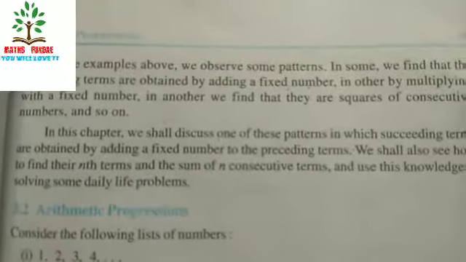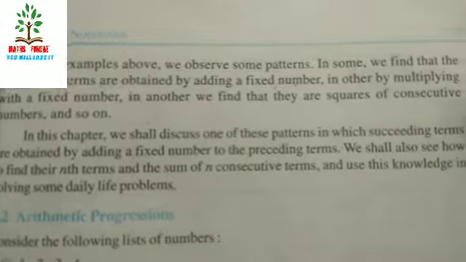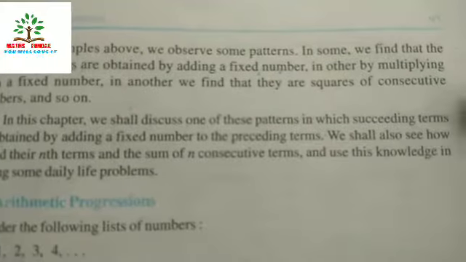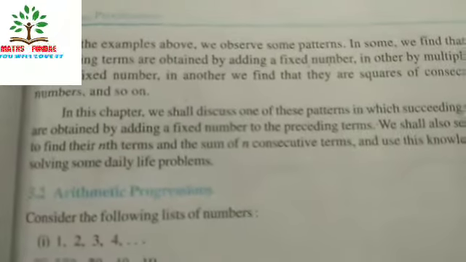So in the examples above, we observe some patterns. In some we find that the succeeding terms are obtained by adding a fixed number, in others by multiplying with a fixed number, and in another we get that they are squares of consecutive numbers, and so on.